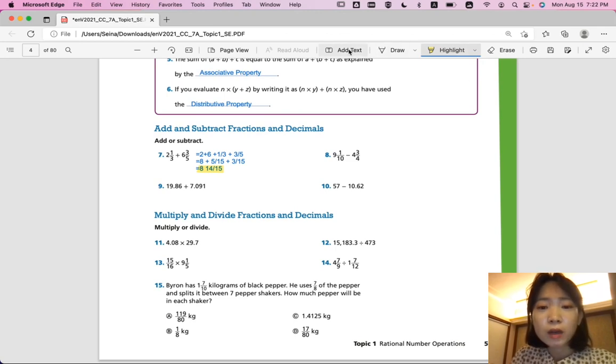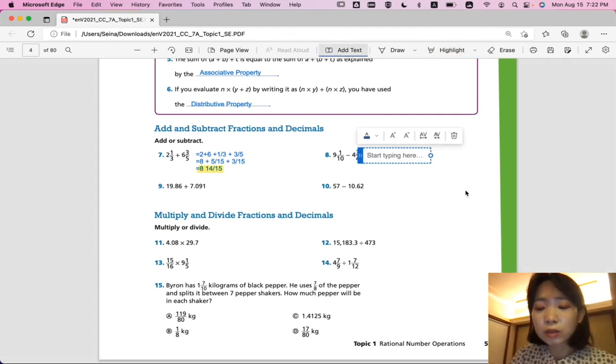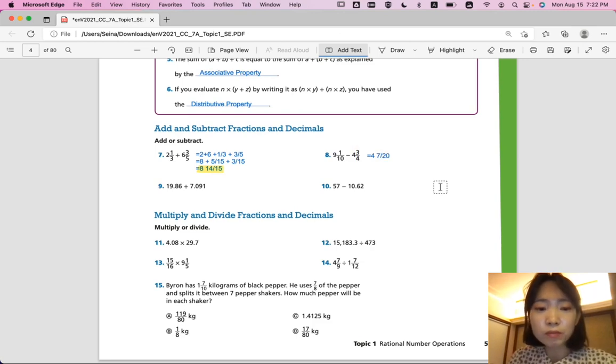Okay, and what about number 8? Subtraction also works the same way. 9 and 1/10 minus 4 and 3/4 could work. So if you do that, you should get 4 and 7 over 20.